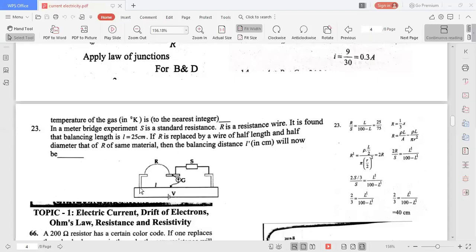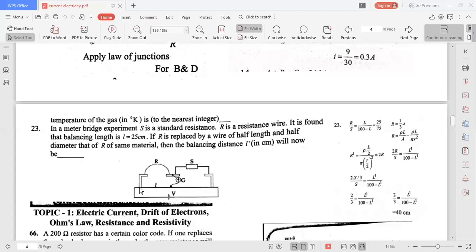This is the question. Now, in the first case, resistance is R1 by balance length L1, which is equal to resistance in the right gap S by balance length 100 minus L1. In the next case, resistance in the left gap is R2 by balance length L given, and next it is L dash, which is equal to resistance in the right gap by 100 minus L dash. Now you divide these two equations. Therefore, R1 by R2 into L dash by L is equal to 100 minus L dash by 100 minus L.